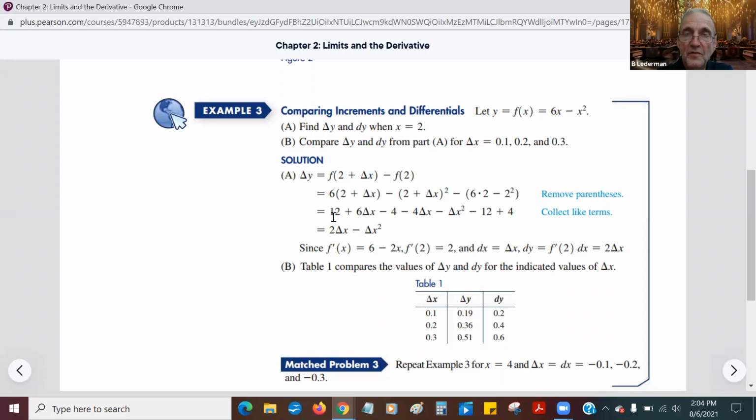So if you just collect everything and simplify, you get 2 delta x minus delta x squared. Now, f prime of x is 6 minus 2x. F prime of 2, if you just plug in 2, you get 2. So dx is equal to delta x, and dy is f prime of 2 times dx, which is 2 times delta x, which means I could plug that back in.